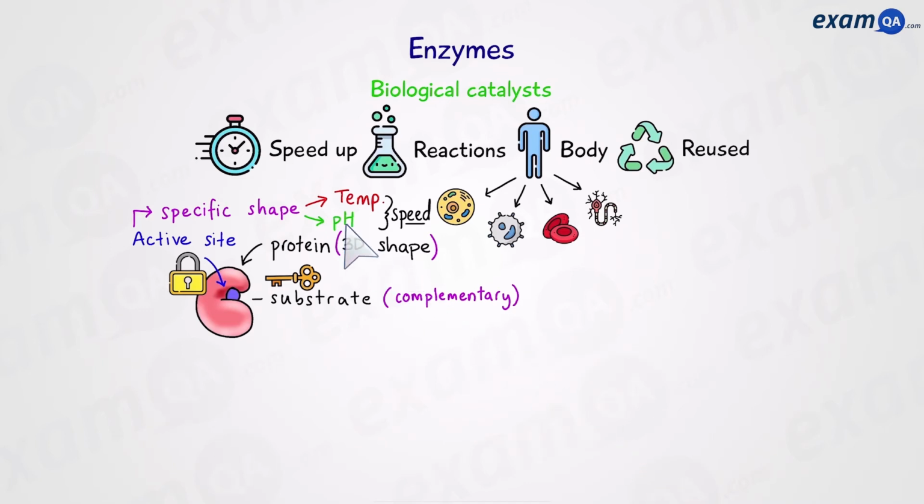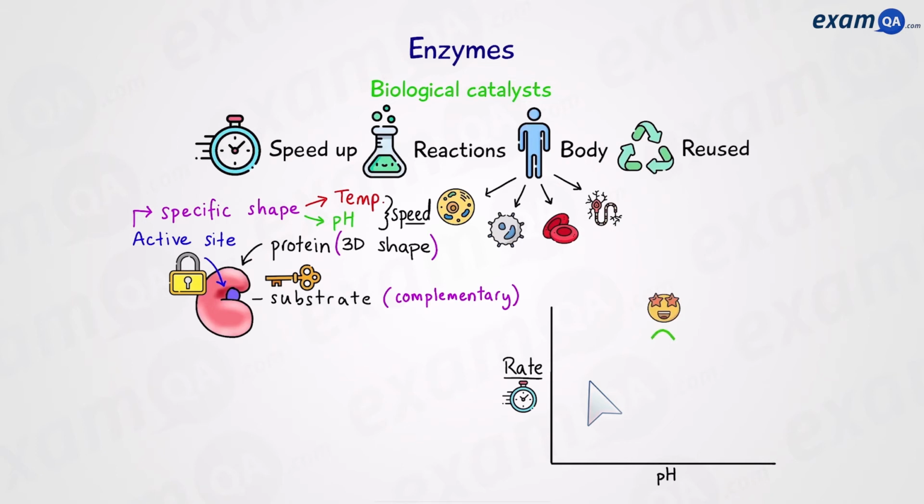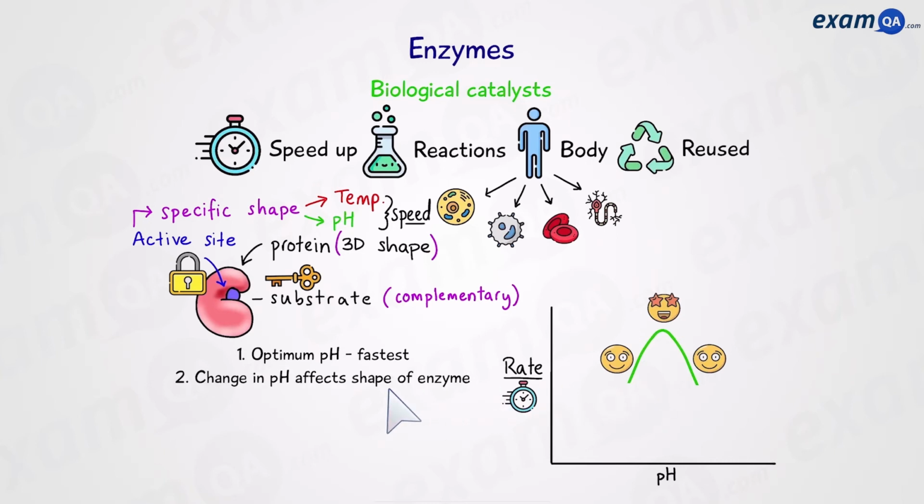Okay, let's look at pH. Now, every enzyme has an optimum pH, the pH where it works best at. At the optimum pH, the enzyme can react with the most number of substrates per second. Now, if we begin to increase or decrease the pH in both directions, then the speed starts to slow down, because changes in pH will affect the shape of the enzyme.